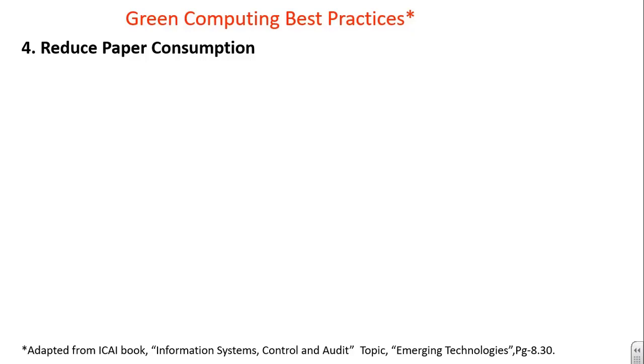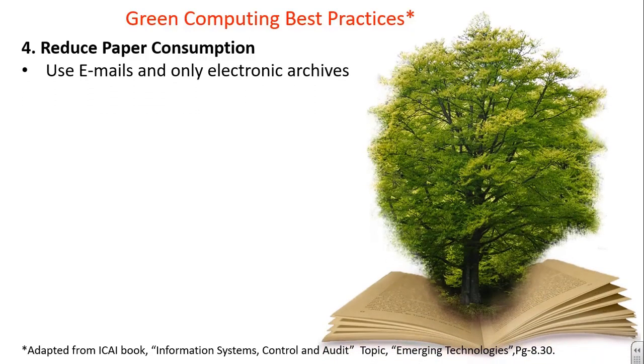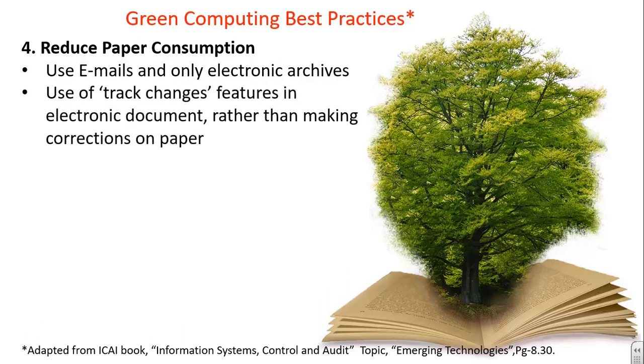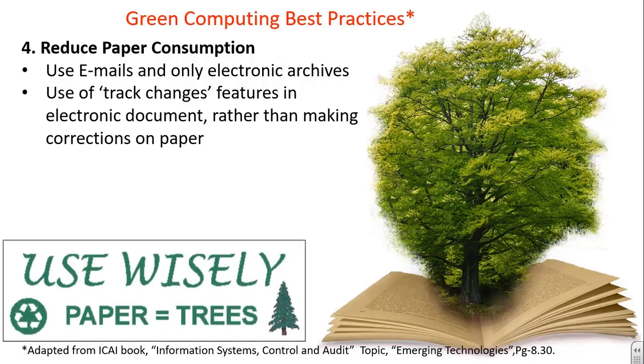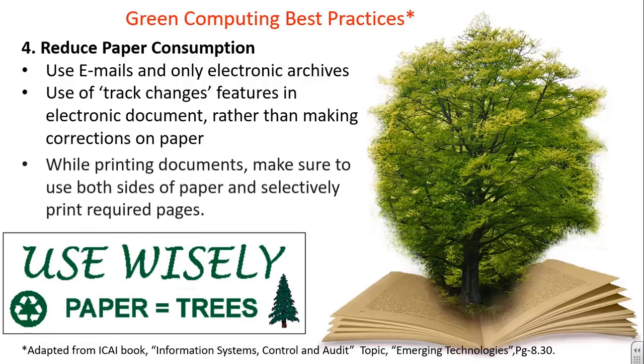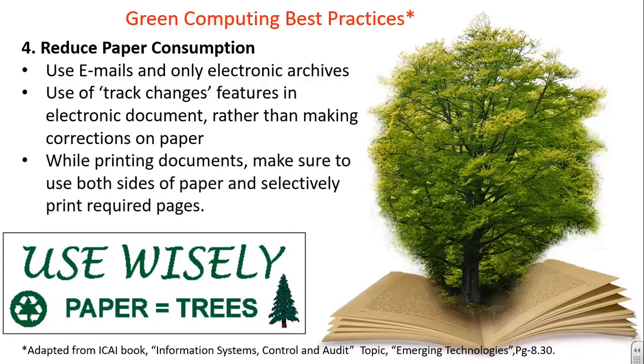The fourth one, reduce paper consumption. Use emails and only electronic archives. No use of paper at any stage. Use the track changes feature in electronic documents rather than making corrections on paper. While printing documents, make sure to use both sides of paper and selectively print required pages.